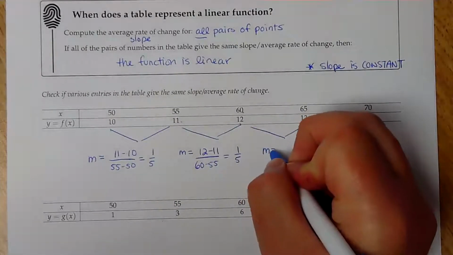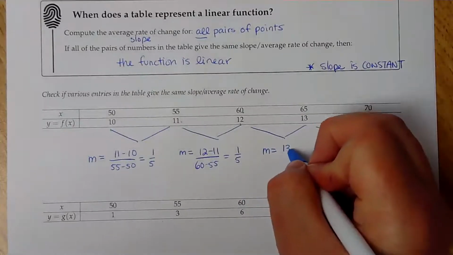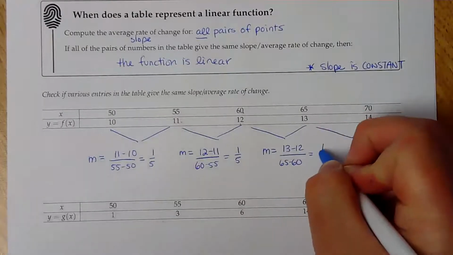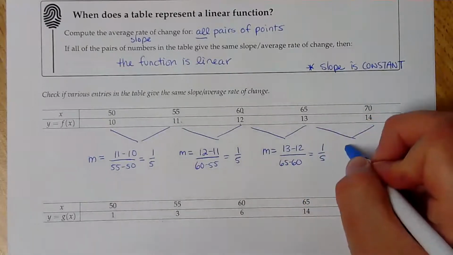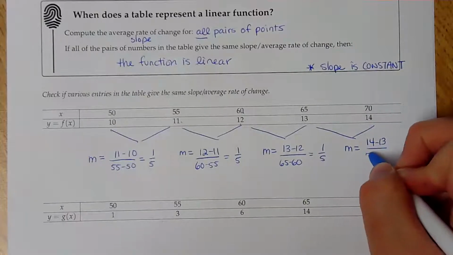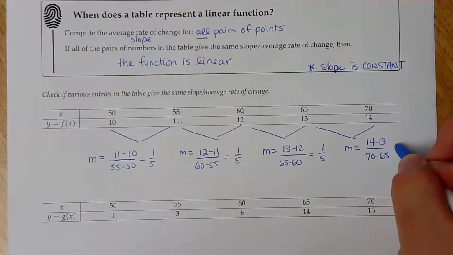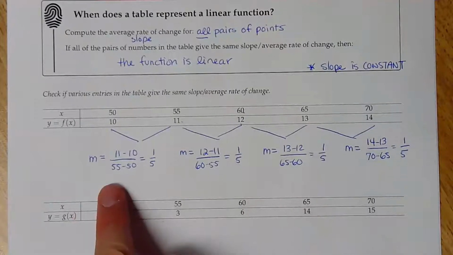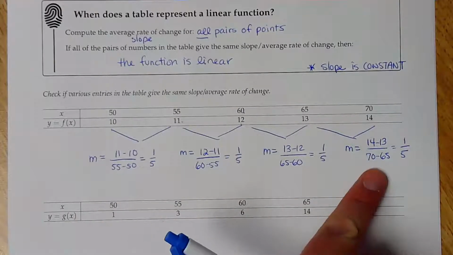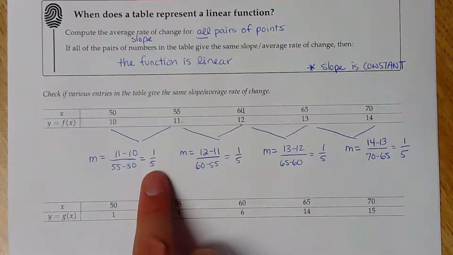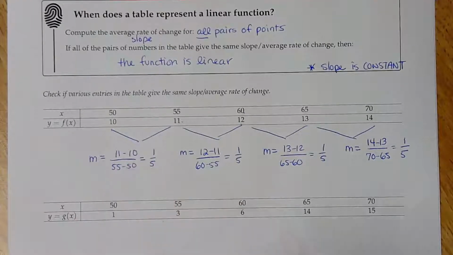This one here is going to give me 13 minus 12 over 65 minus 60. So that's 1/5, another 1/5. And then the last one here, 14 minus 13 over 70 minus 65. So that's a 1 in the numerator and a 5 in the denominator. You can certainly use a calculator. I would ask on your homework and on the exam that you show at least what it is that you're subtracting and dividing. You could just punch that in the calculator to get the final value, but you'd want to show this step as well.